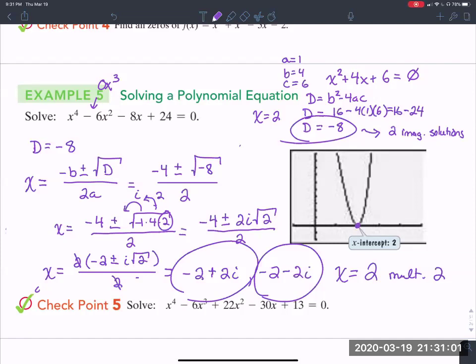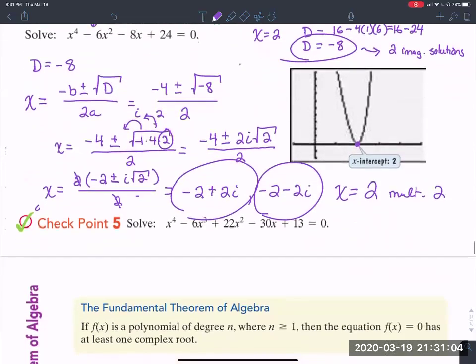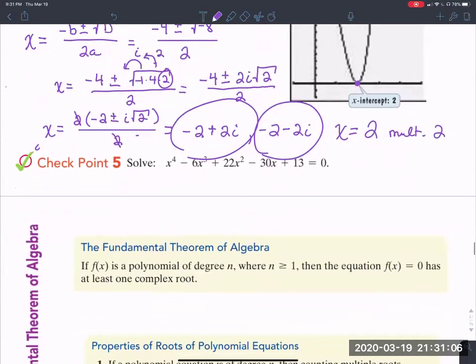So I want you guys to try this one right here: x to the 4th minus 6x cubed plus 22x squared minus 30x plus 13. And next time we're going to pick up from this checkpoint. We're going to solve this, and then we're going to talk about the Descartes rule of signs and the linear factorization theorem.